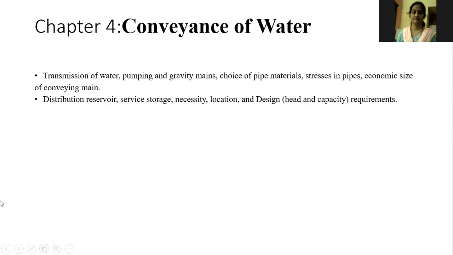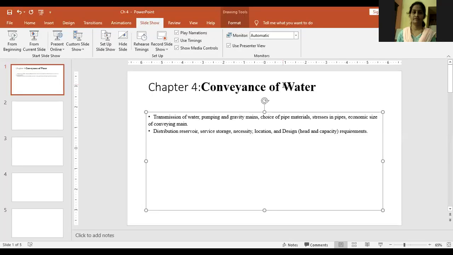So what is the syllabus? I will read it. Transmission of water, pumping and gravity means, choice of pipe materials, stresses in pipes, economic size of conveying main, distribution reservoir, service storage, necessity, location, and design, that is head and capacity requirements. Okay, so this is the syllabus included in chapter number 4, and we are going to start that chapter.